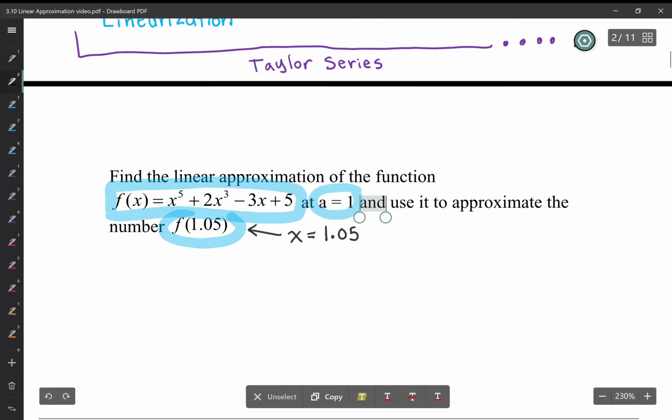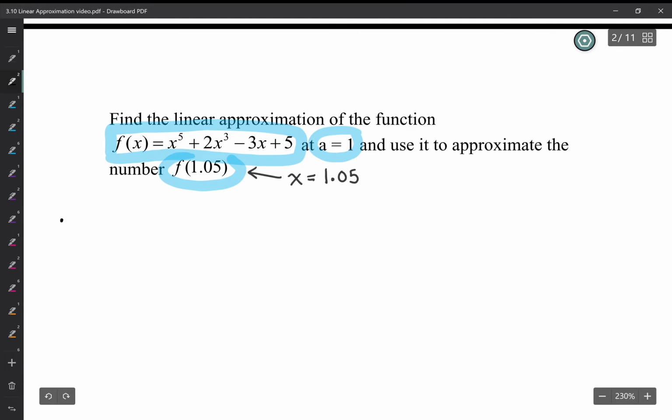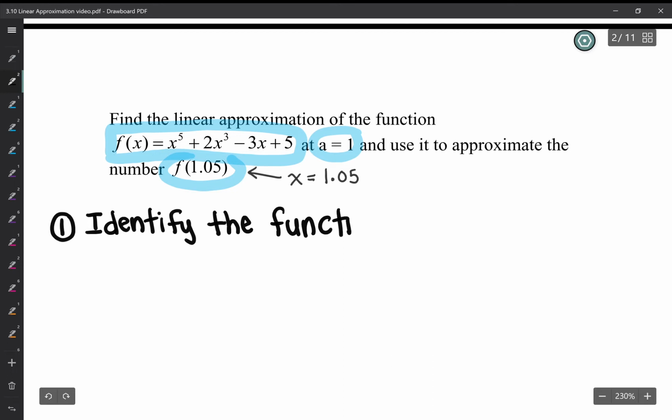So there's a couple steps. Our first step is to identify the function. Sometimes this function will be very easy to identify. Sometimes it will require a bit of thinking. In this case, they explicitly give us the function as f of x is equal to x to the 5th power plus 2x cubed minus 3x plus 5.